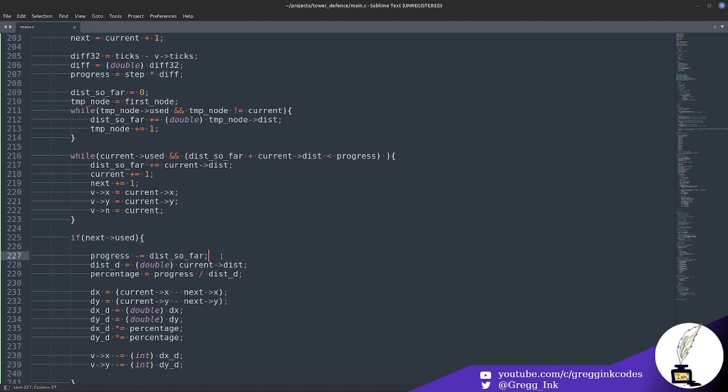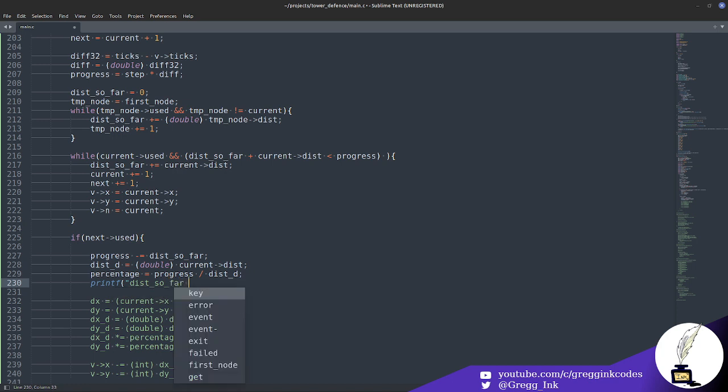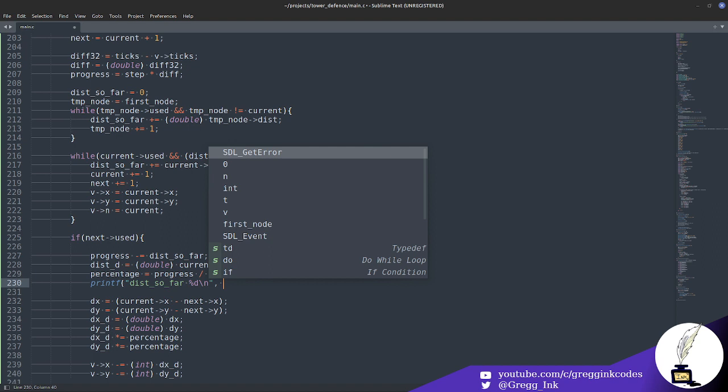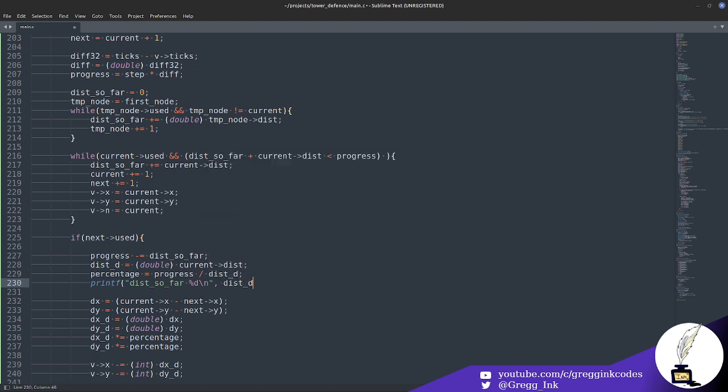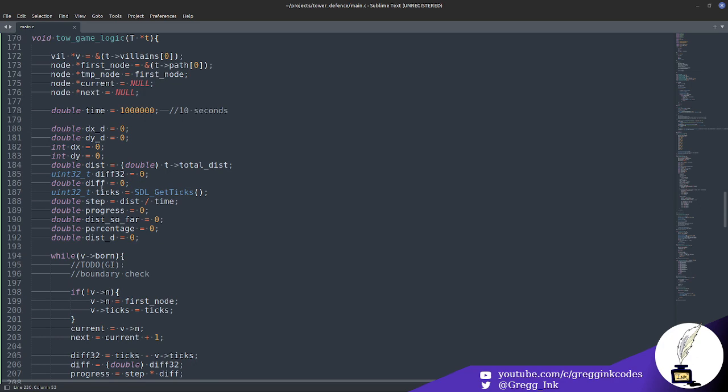On the first one. This so far is 0. Okay. This so far is, is that a double? This so far is double.